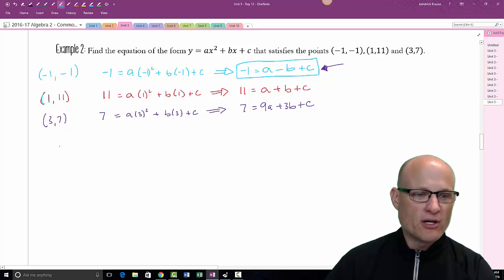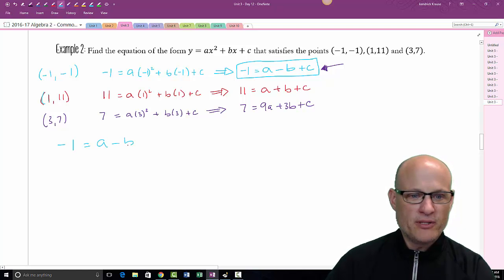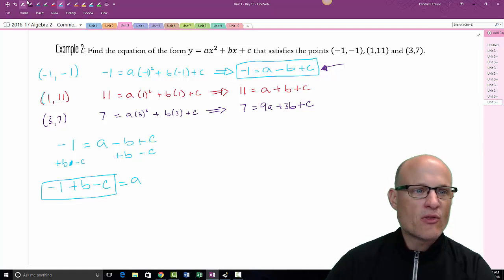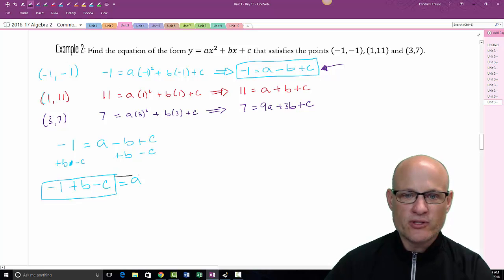So since I'm working with blue, I'll go, okay, -1 is equal to a minus b plus c. So if I add b and subtract c, I get -1 plus b minus c is equal to a. So this is a. So that gets substituted in for a.